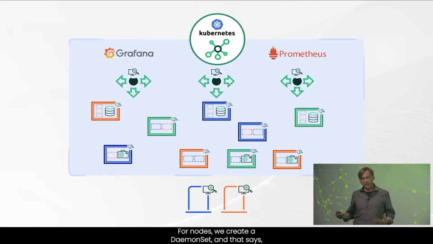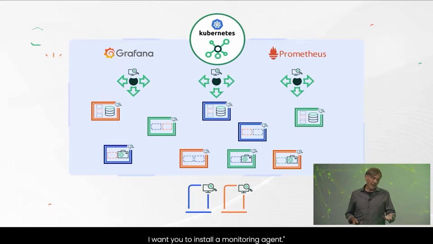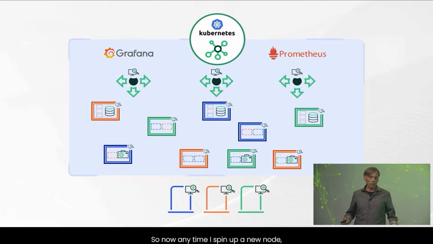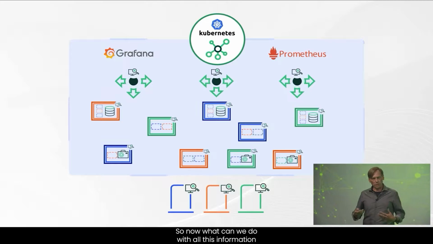For nodes, we create a daemon set, and that says, hey, on every single node in this environment, I want you to install a monitoring agent. So now, anytime I spin up a new node, it gets that monitoring agent as well. So now what can we do with all this information that we're collecting?